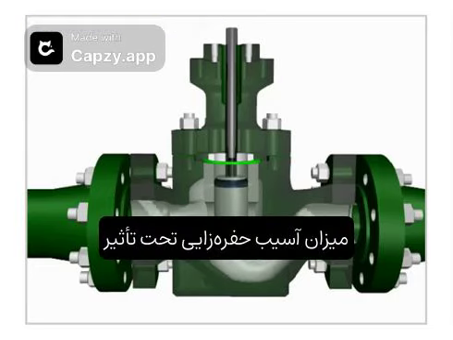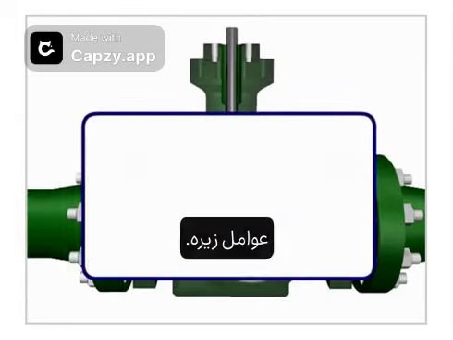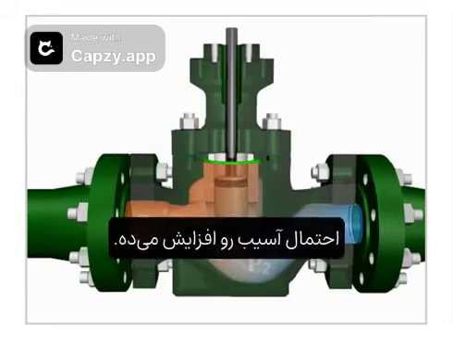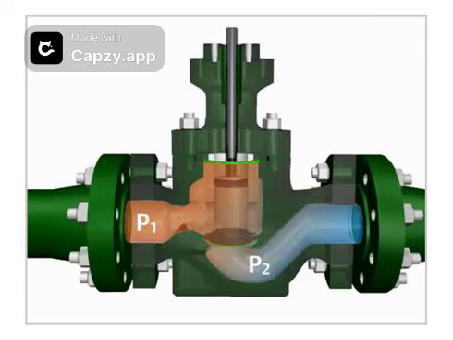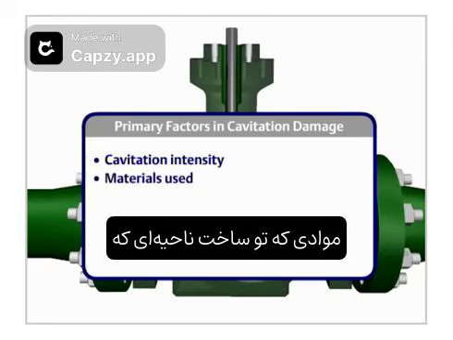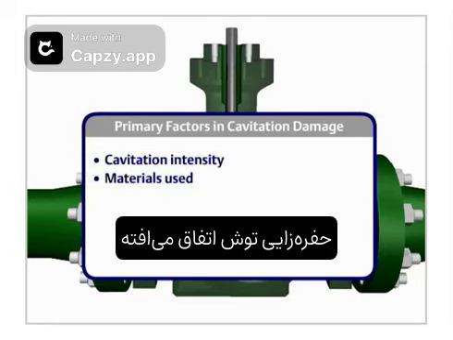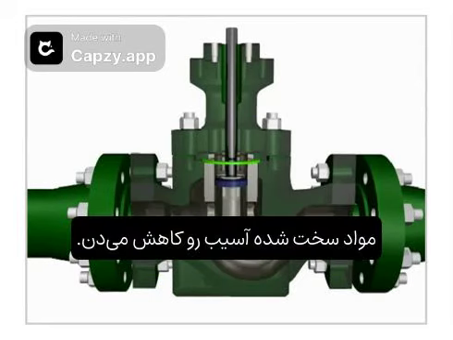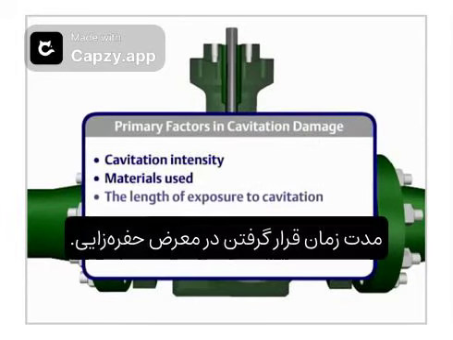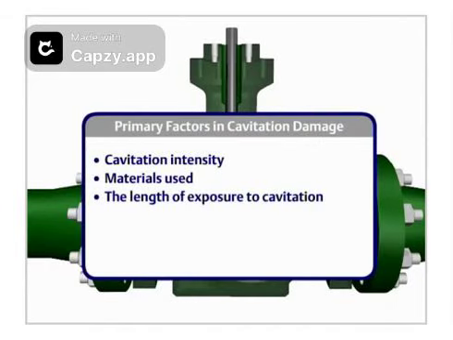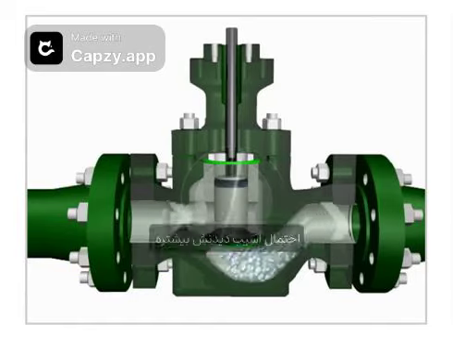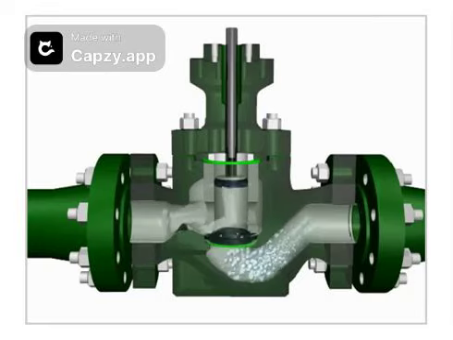The extent of cavitation damage is affected by the following factors. The intensity of the cavitation. Greater drops in pressure increase the potential for damage. The materials used in the construction of the area where the cavitation occurs. Hardened materials reduce damage. The length of exposure to cavitation. The more frequently that cavitation occurs in an area, the more likely it is to sustain damage.